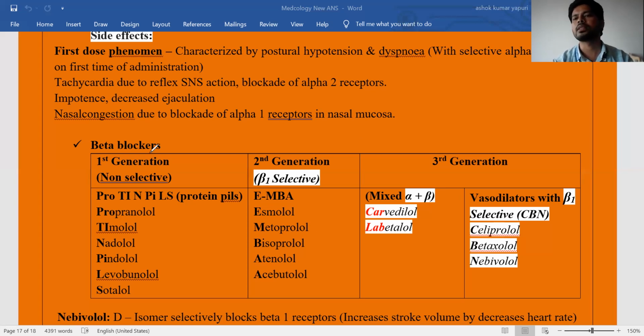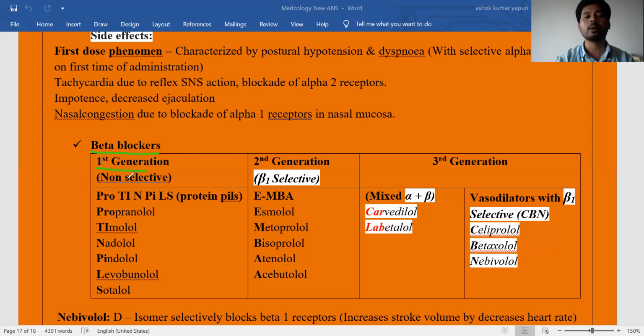Generally there are three types of beta receptors: beta 1, beta 2, beta 3. All beta receptors belong to the G protein coupled receptors. Beta blockers oppose the actions of sympathomimetics on beta receptors. The classification of beta blockers is divided into three generations: first generation, second generation, and third generation.